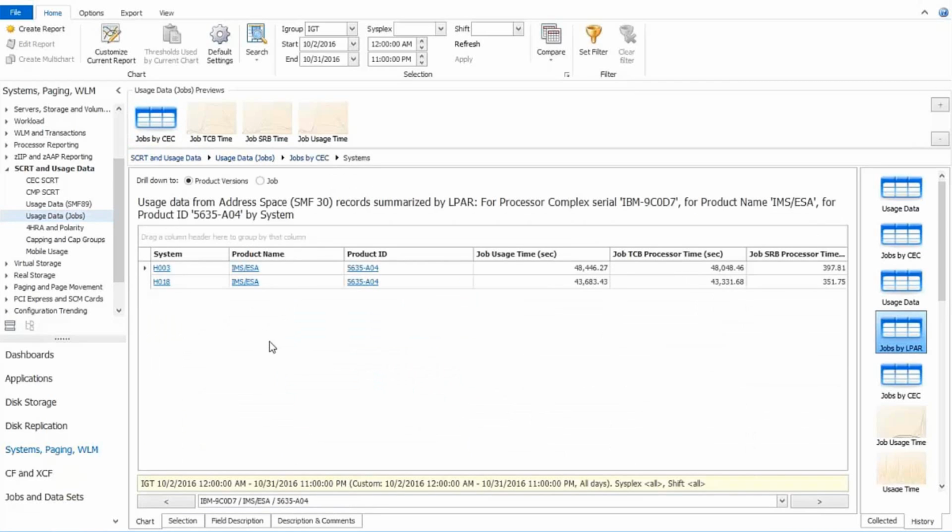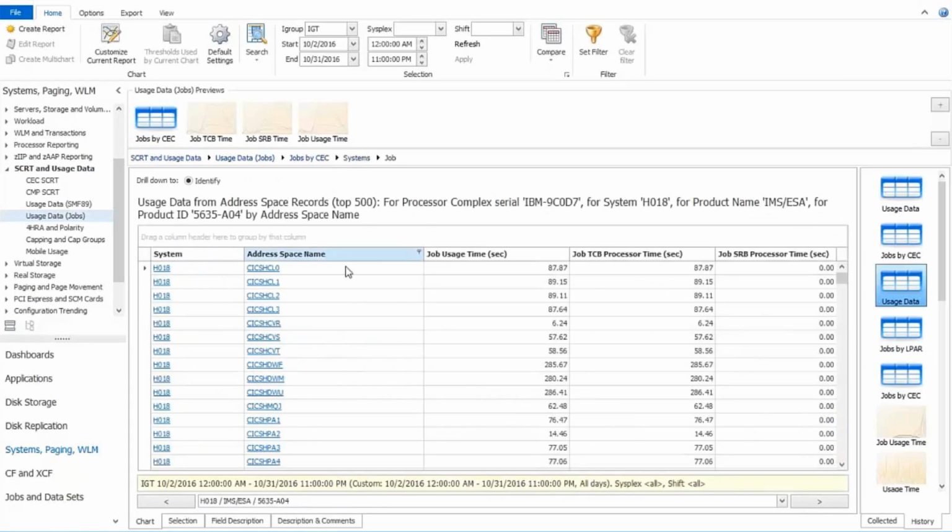So in this case, again, IMS, and we see that it's active on these two systems, and there's a lot of CPU time on each one. So this is not a case where there was a rogue use. But if there was, we could again drill down on this system by job and see exactly which jobs were registering that product during whatever time interval. So again, immediately identifying and pointing to any workload that was active that was not intended to be on that system.